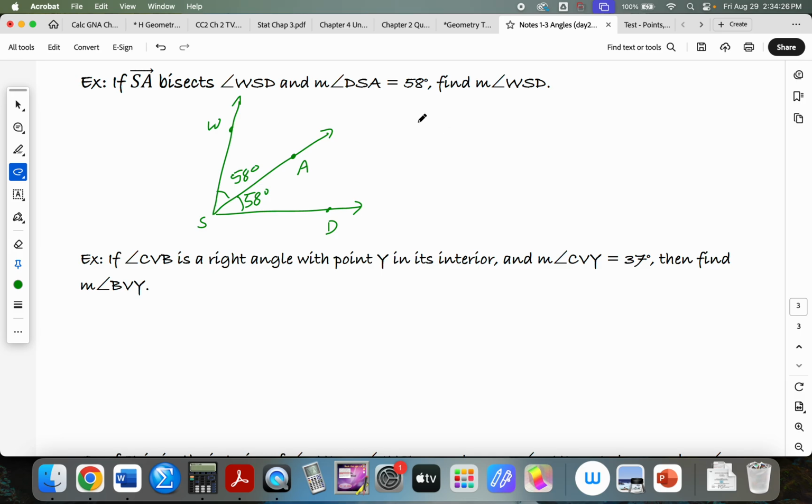Yeah, we're just going to add those together. Mr. Davis, where does it say that they're congruent? It cuts it in half. When it bisects it, it's just like a midpoint cuts a segment into two exactly congruent halves. An angle bisector cuts an angle into two exactly congruent halves.